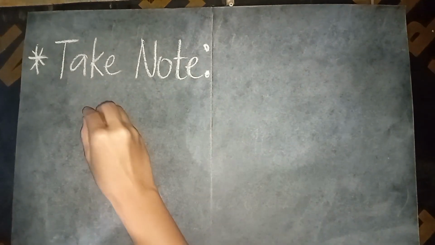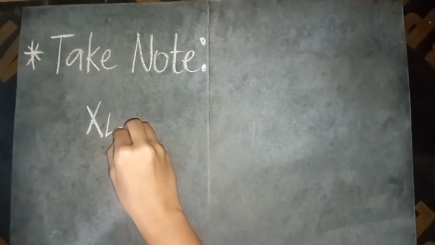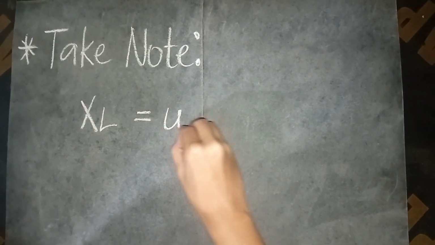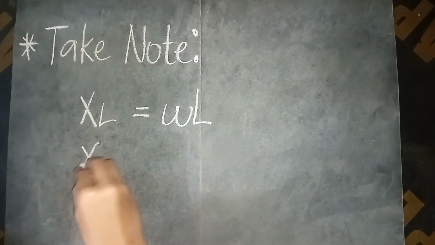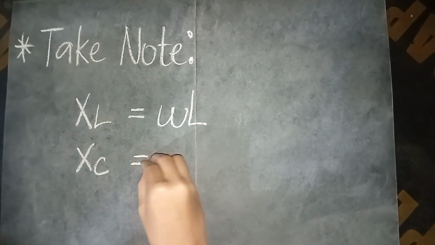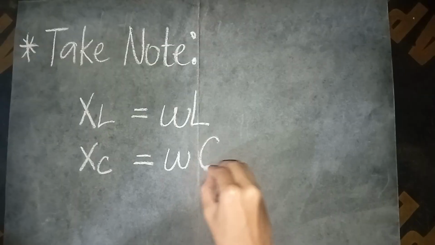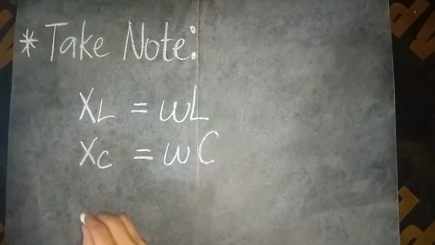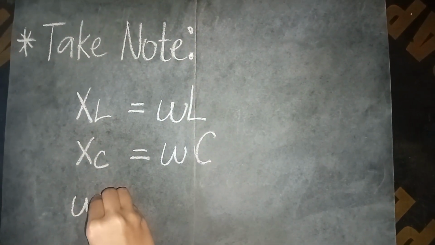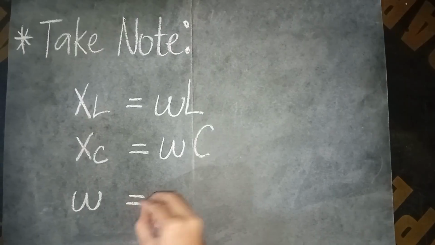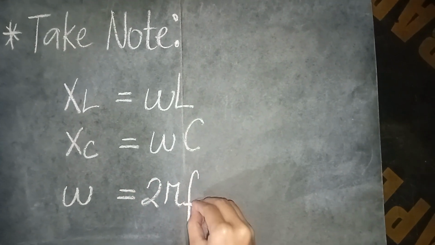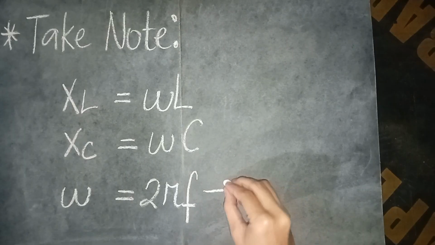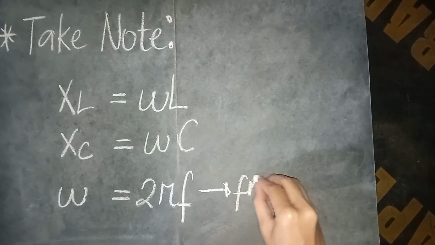Guys, take note that XL is equals to WL and the XC is equals to 1 over WC and the W is equals to 2 pi F, where the F is the frequency.